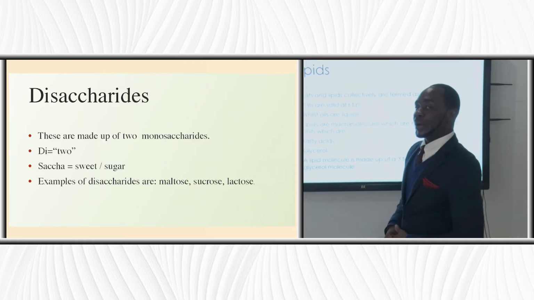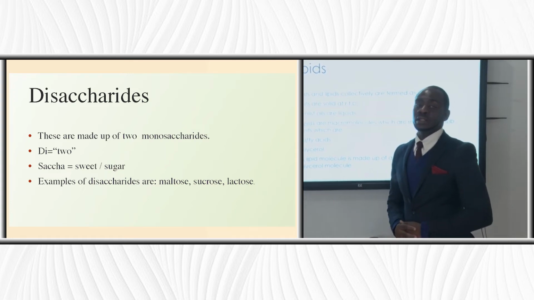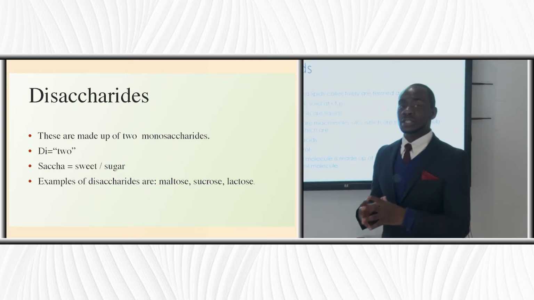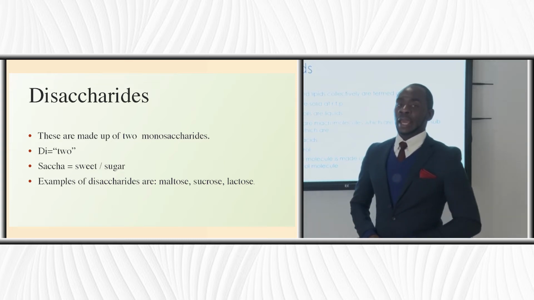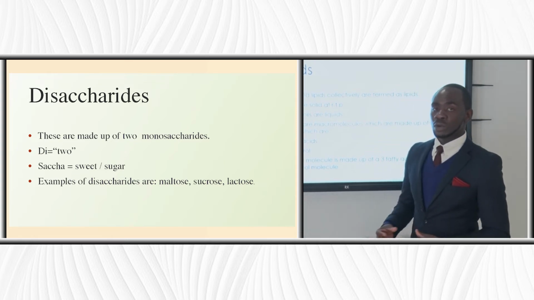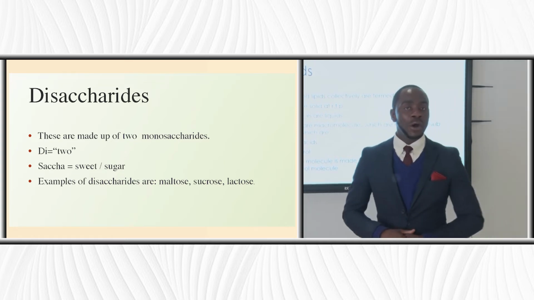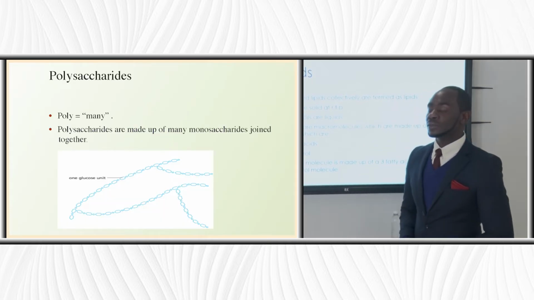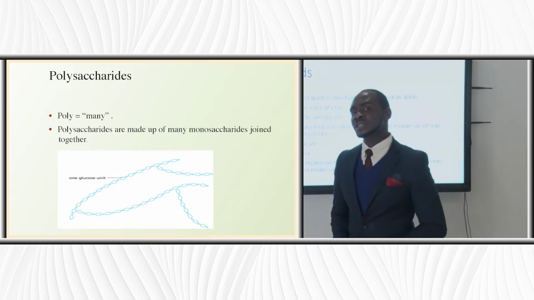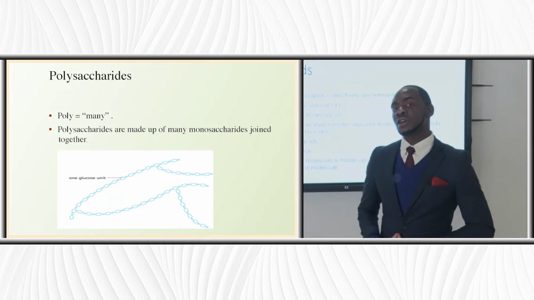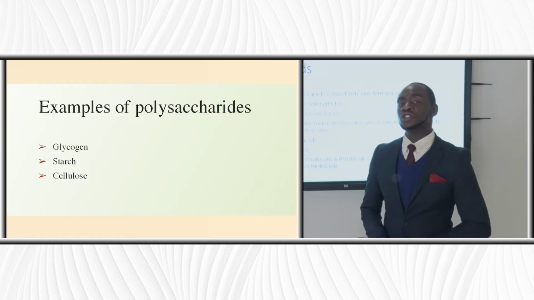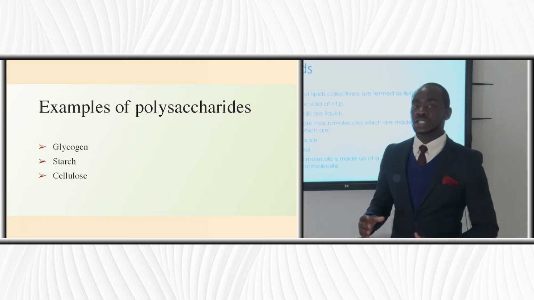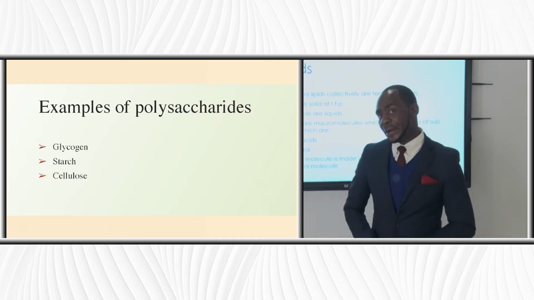After monosaccharides, we looked at disaccharides. We said that disaccharides are made up of two monosaccharides joined together. We looked at maltose as an example of a disaccharide. After disaccharides, we moved on to polysaccharides, and we gave examples of polysaccharides, which are glycogen, starch, and cellulose. We gave uses of each of these polysaccharides.